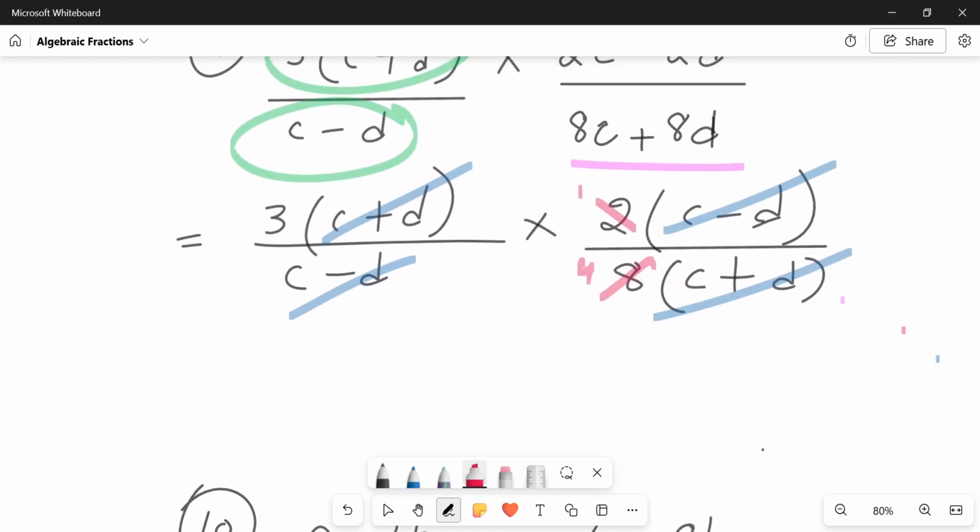Now write down the leftover answers. We left here with 3 and 3 times 1, 3 and here 4. So 3 over 4, I guess answer. Yes, 3 over 4 is the answer.